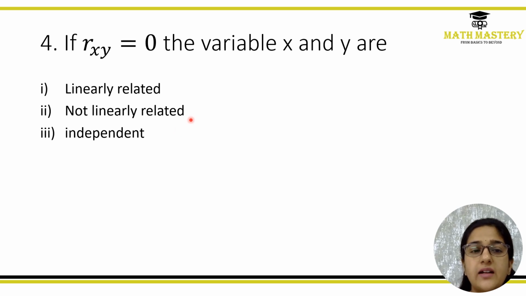I will clarify that this third option, which is independent, is wrong, because independent means the probability of occurrence of x when y has already occurred, or the probability of occurrence of event y when event x has already occurred, is unaffected. So this is not correct, because r equal to 0 means that the coefficient of correlation is 0 and the variables are not linearly related. It does not mean that the variables are independent of each other. So the answer is second, not linearly related.